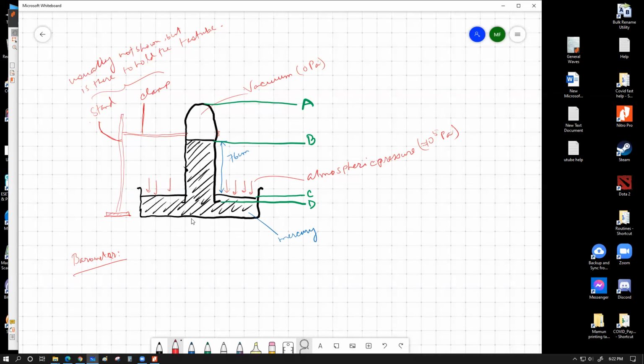It actually measures the pressure created under a liquid column where atmospheric pressure equals liquid pressure. Full stop.